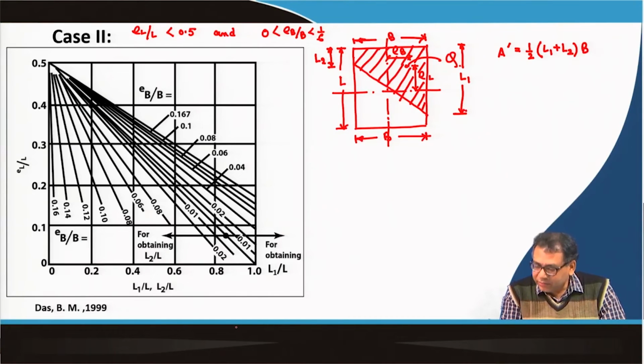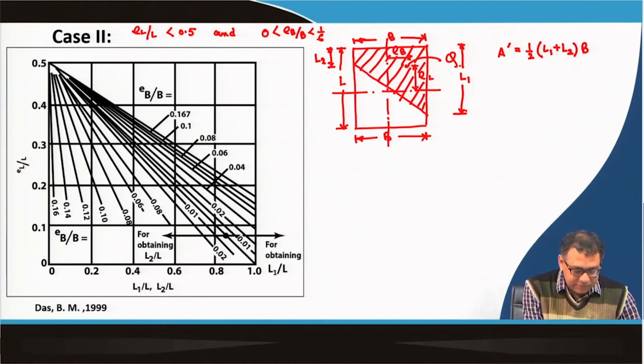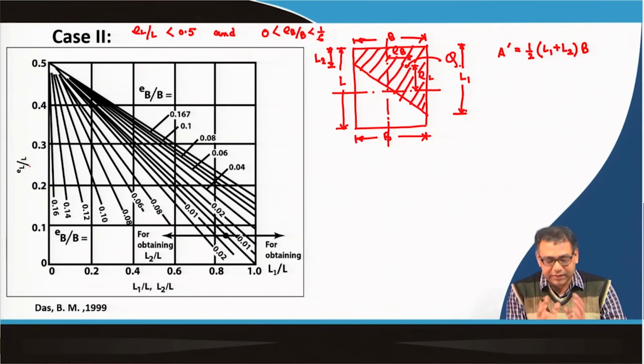Now, how will I calculate B? I know the length and width of the footing. How will I calculate L1 and L2? L1 and L2 I will get from this figure. Let me explain this figure. First you will calculate EL by L. So, you have to know the eccentricity along the length direction, divided by the length of the footing, then you will get a value, and that should be less than 0.5. So, that is why it is 0 to 0.5.